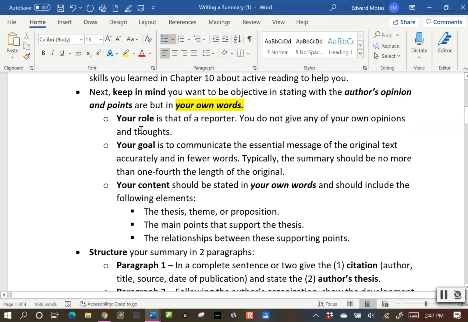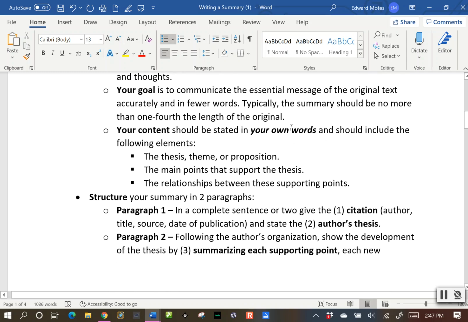So your role in writing the summary is that you're the reporter. You're not giving your opinions. You're not saying I agree with this or I thought the author did a good job. You're just saying this is what the author said. So your goal is to communicate the essential message of the original article, and you're going to put all of that into your own words.